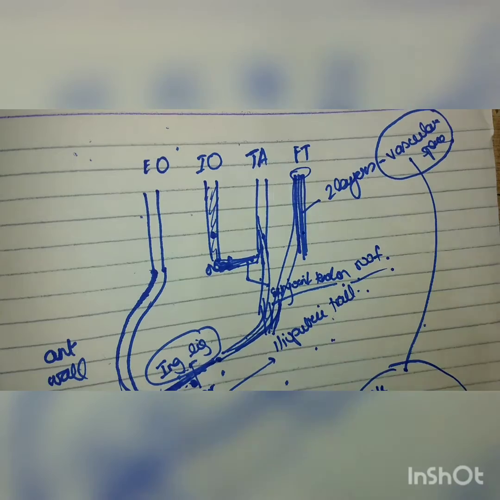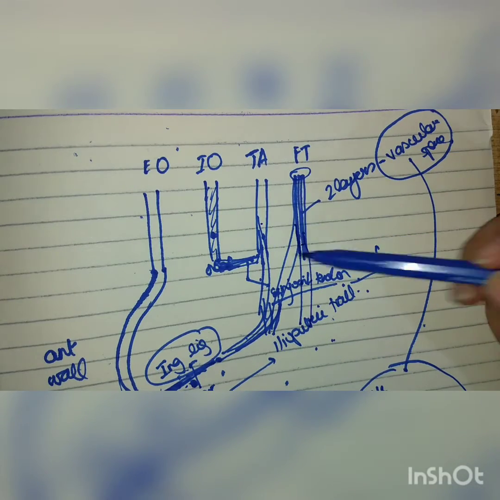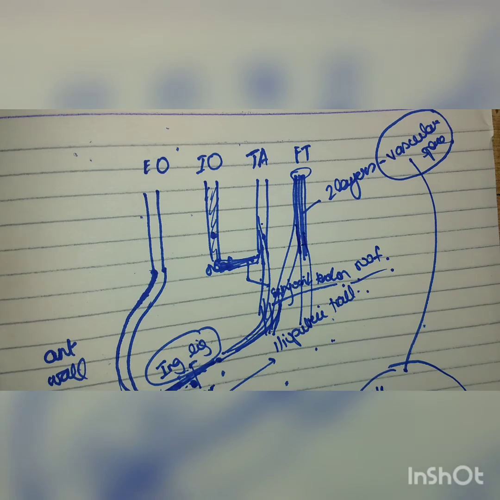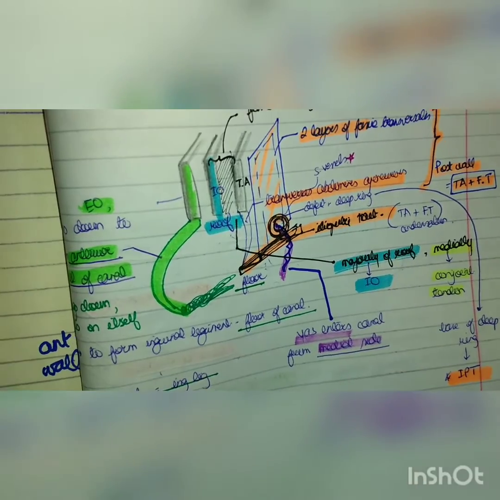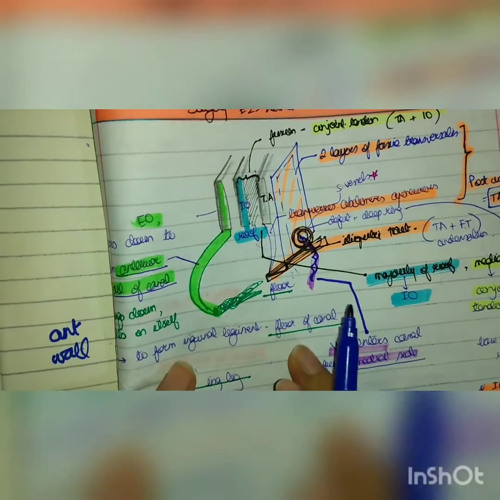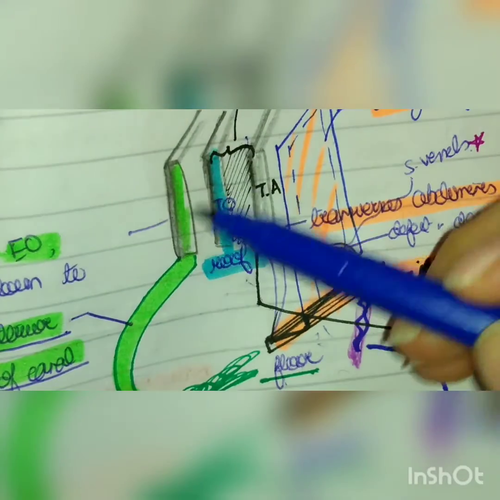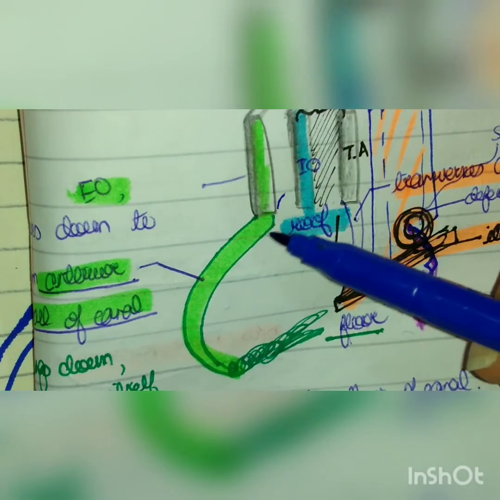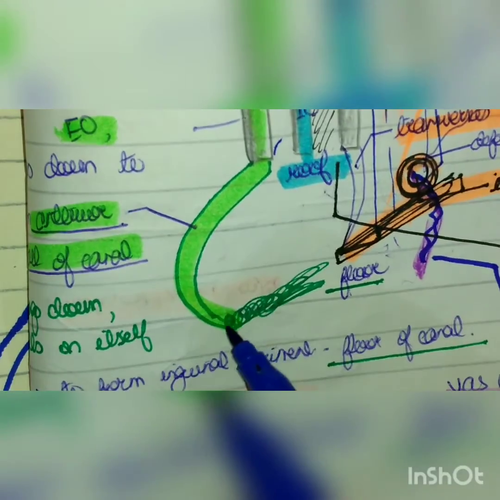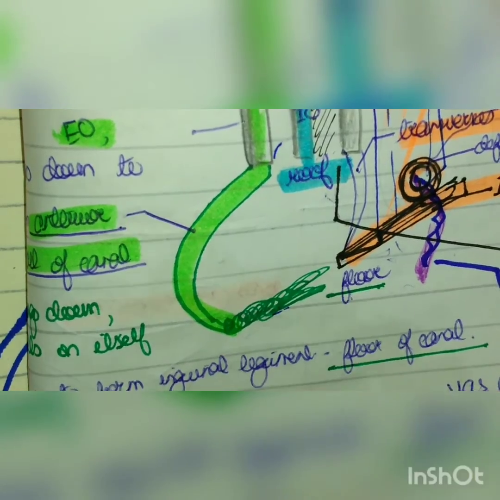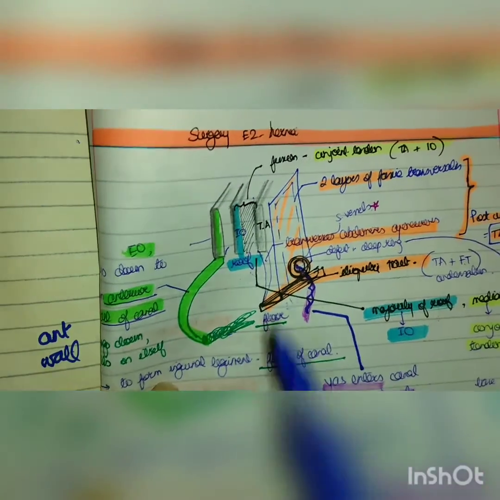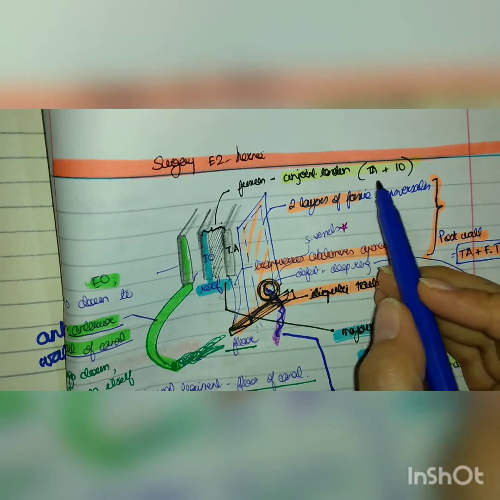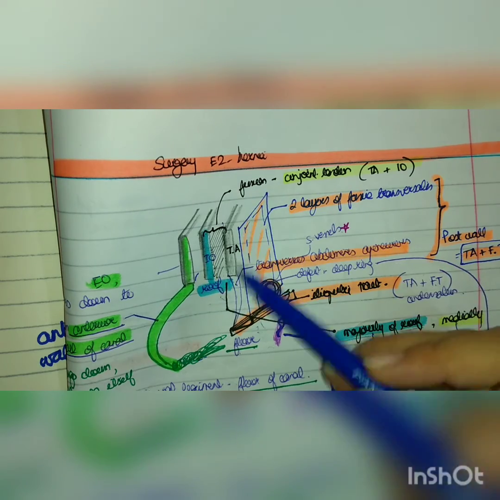Now the posterior wall is also formed by the transverse abdominis and the fascia transversalis. So let's have a look at a better picture that I drew. This is color coded. This is the external oblique muscle, and it extends down to form the anterior wall of the canal, and then it rolls upon itself to form the inguinal ligament, which forms the floor of the inguinal canal. Then this is the internal oblique muscle and this is the transverse abdominis, and by the fusion of both of these muscles we have the conjoint tendon, which is going to form the roof.